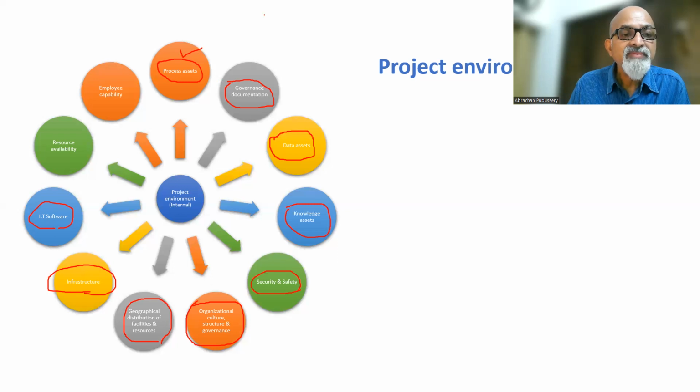Then the resource availability. Now, we may assume that qualified resources are available for that particular project in a particular location, and that may not be real. When you really go there, you may find it difficult to get the right resources on time. Then you get into trouble. Then employee capability. Now, you may assume that your programmer will give this many lines of code per day. And if you don't get that kind of productivity, then you are in trouble. So we need to get people who are capable of doing these things.